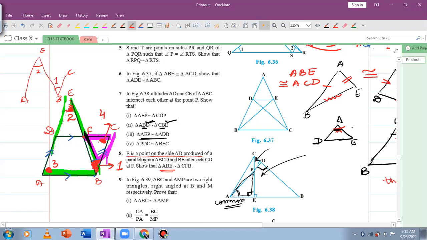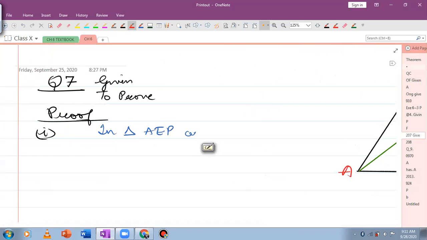Now, if you compare the triangle that I've highlighted in green and the triangle that I've highlighted in pink, you have two angles from the first triangle equal to two angles in the second triangle. So can you say that the two triangles are similar? Yes. Right? Let's just write this down.